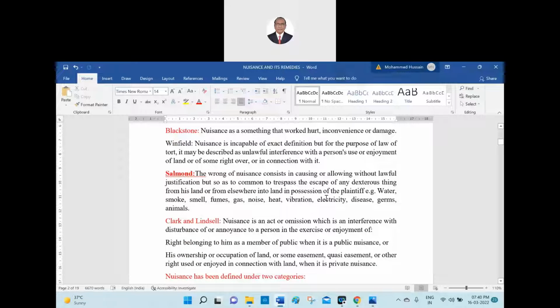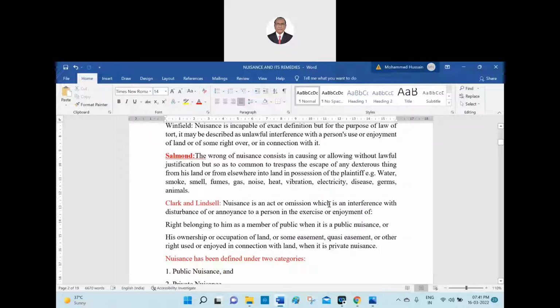Now Salmond defined the wrong of nuisance as consisting of the causing or allowing, without lawful justification, of the escape of any deleterious things from his land, or from elsewhere, into the land in possession of the plaintiff. That is, water escapes, smoke escapes, smell, fumes, gas, noise, heat, vibration, electricity, disease, germs, or animals. These are all causes of nuisance.